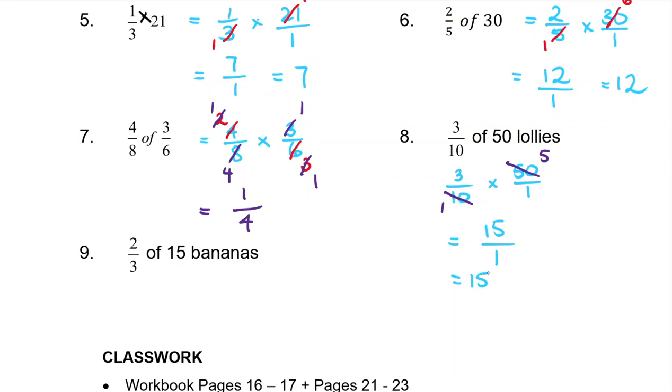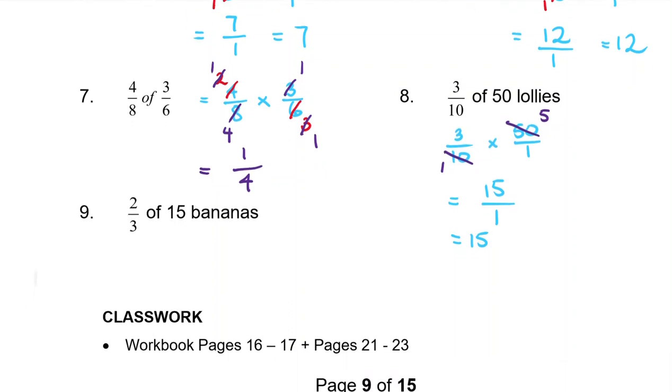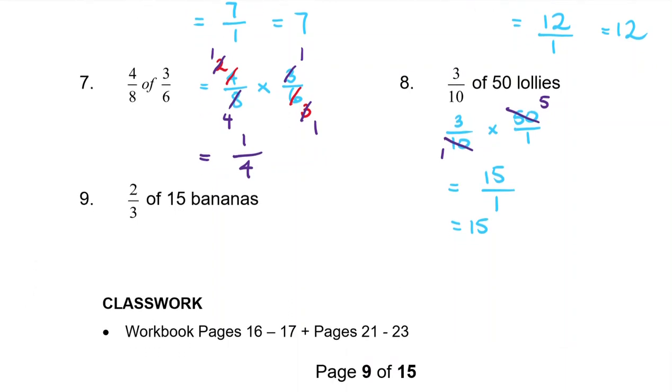All right, question 9. 2 over 3 of means times 15 bananas. So 15 over 1. Whole number goes over 1. I cannot cancel anything on the 2 and 1 diagonal. But the 3 and 15, you can divide by 3. Max, what's left if I divide by 3?